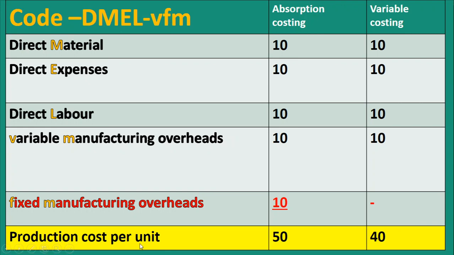When you calculate production cost per unit under the two methods, the absorption costing and the variable costing method, you will notice that there is a difference in the fixed manufacturing overhead. Absorption costing treats the fixed manufacturing overhead as part of its product cost, while variable costing does not consider fixed manufacturing overhead as part of its product cost. This is the basic difference between the two methods. So here we have production cost per unit as 50 and here it is 40. Variable costing is also called marginal costing, so you shouldn't get confused about it. Let's move forward.